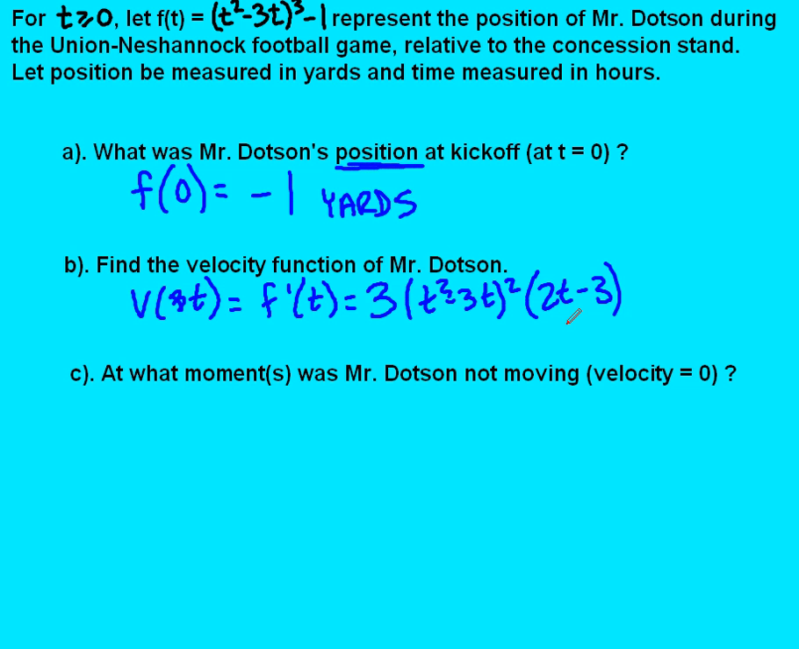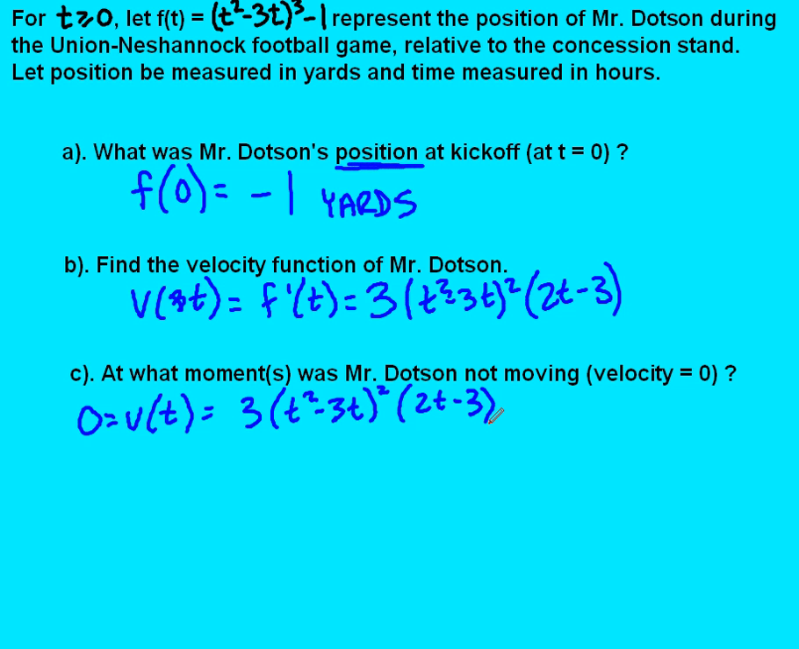Number 3, or part C, I should say. At what moment was Dotson not moving? When was his velocity equal to 0? Well, again, we're looking at velocity, so I should be doing something with the velocity function. I want to know when the velocity function equals 0. That means when I'm not moving. So, I should be looking at this velocity function, which again, we'll write down from part B: 3 times (t squared minus 3t) all squared, times (2t minus 3).